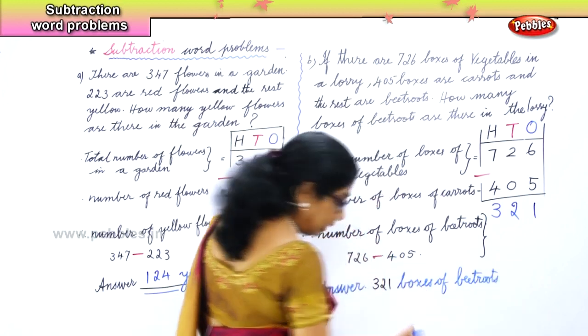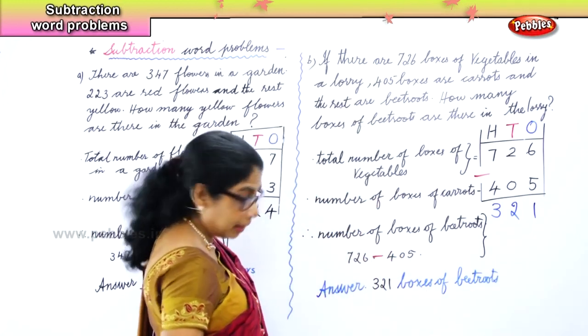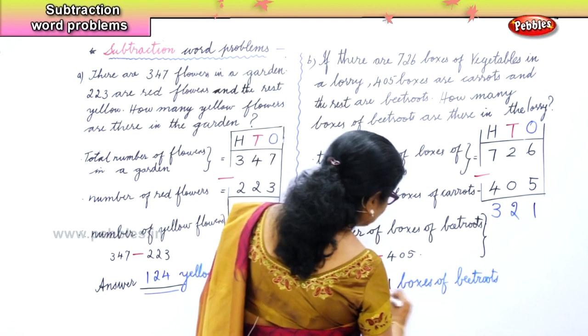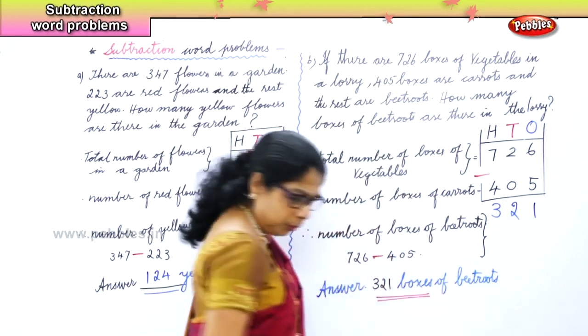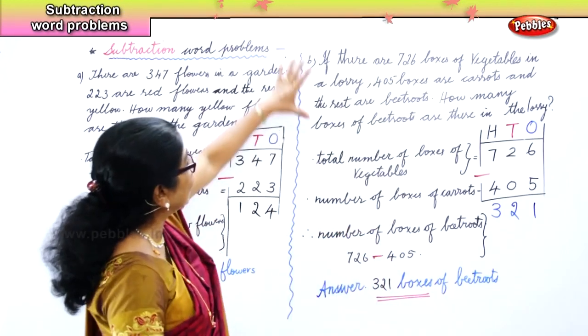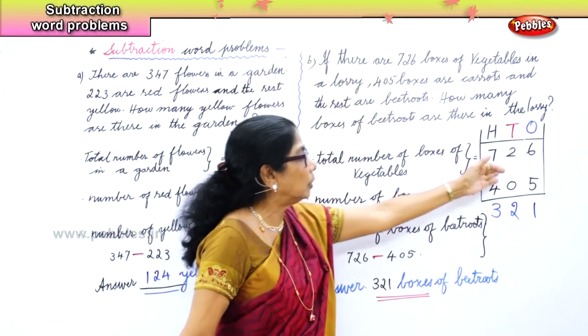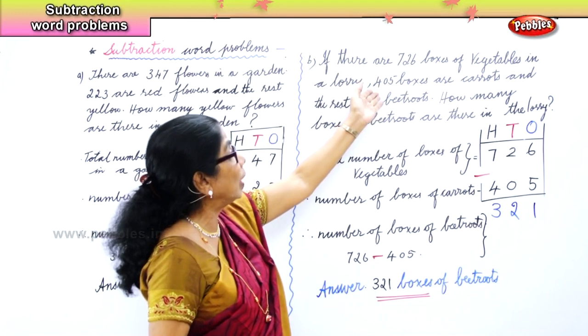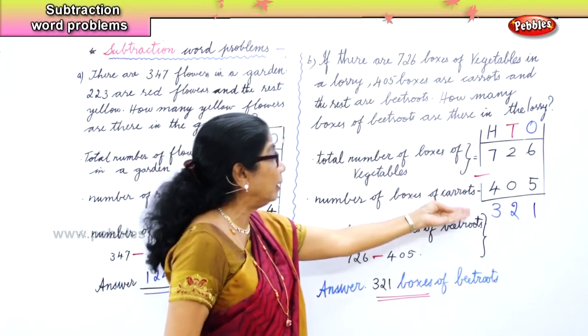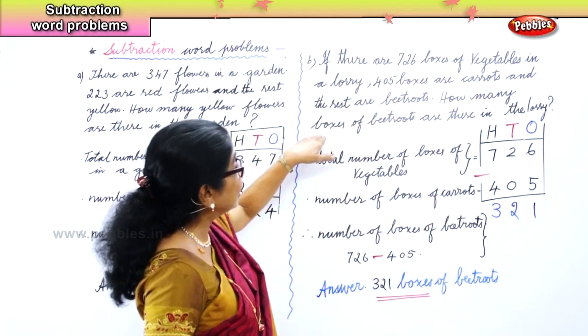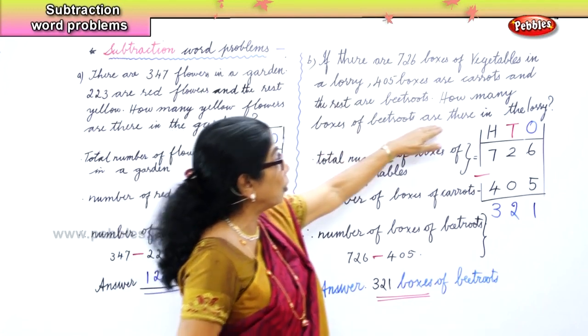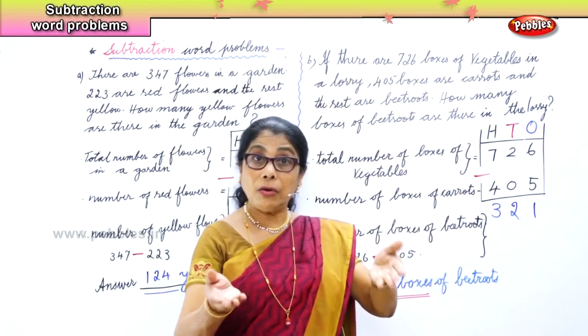Alright? And that's your answer. 321 boxes of beetroot. Now what did we learn? We learned to look at the problem. We learned to see the total number of boxes. Then we learned to look at the number of boxes of carrot. Then the question is, how many boxes of beetroots are there in the lorry?